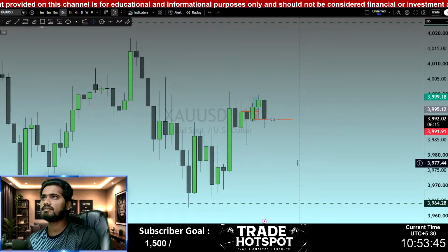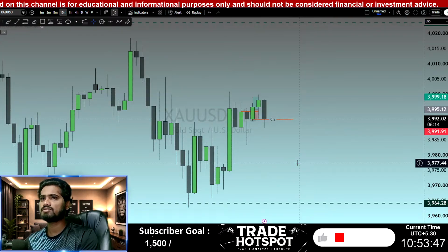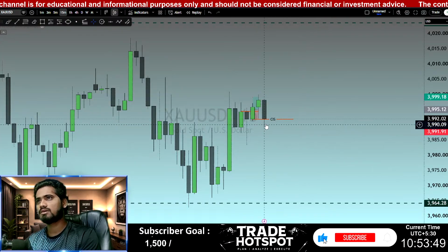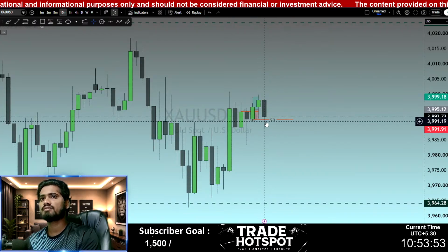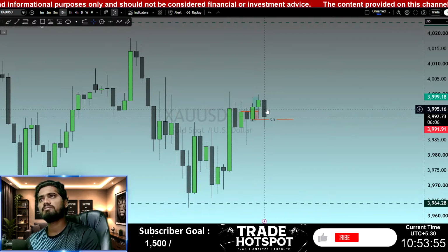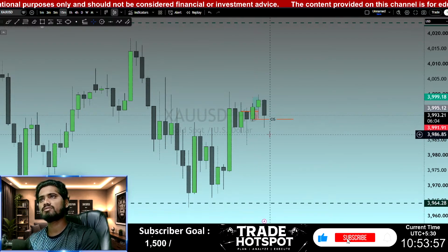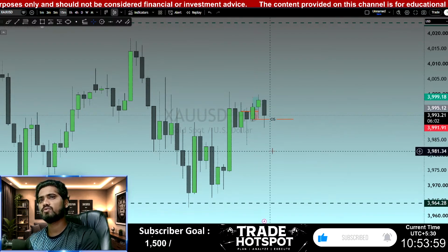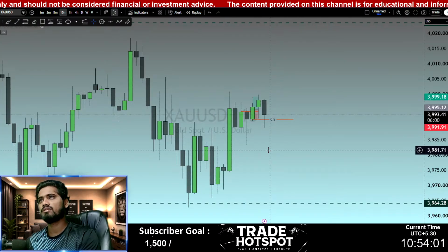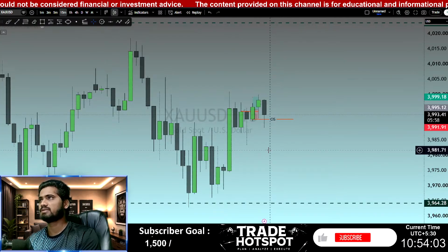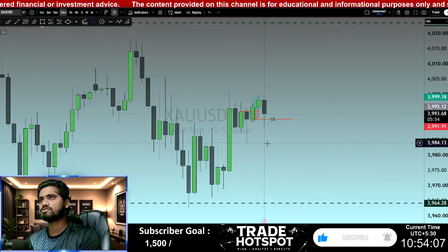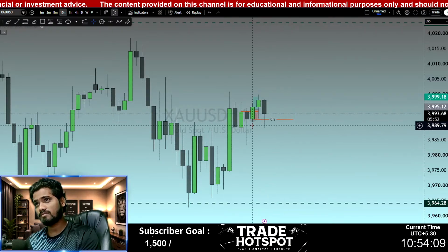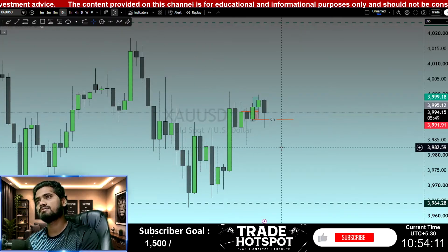Okay guys, and right now gold is trying to move down, trying to give the change in state here. It's a 15-minute candle and it will close after 7 minutes, so we have to wait, now 6 minutes. We will wait here for 6 minutes for strong confirmation.